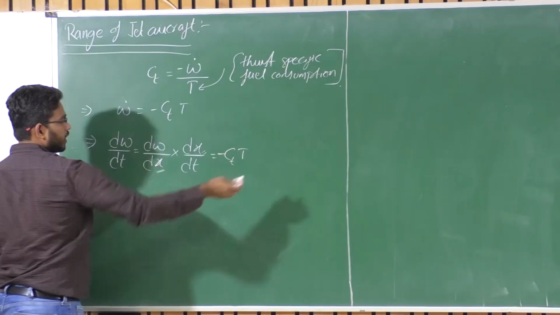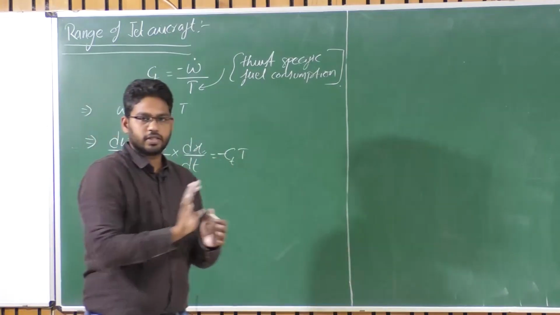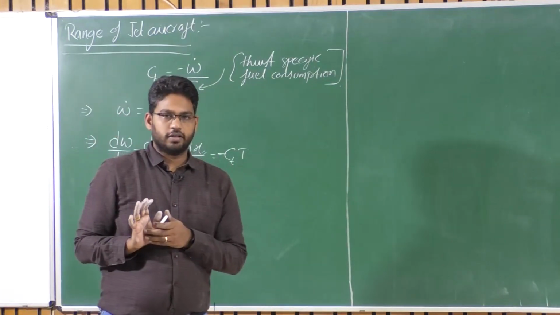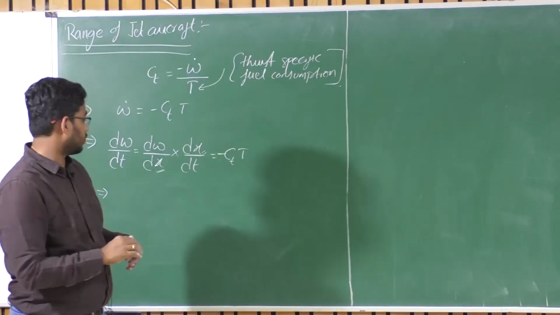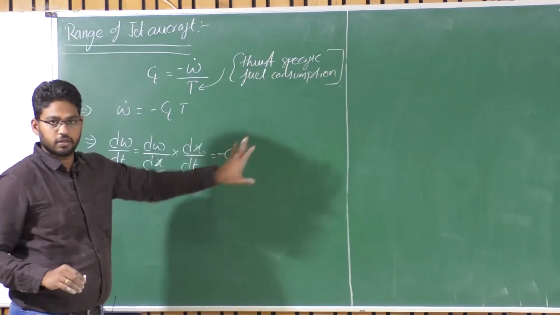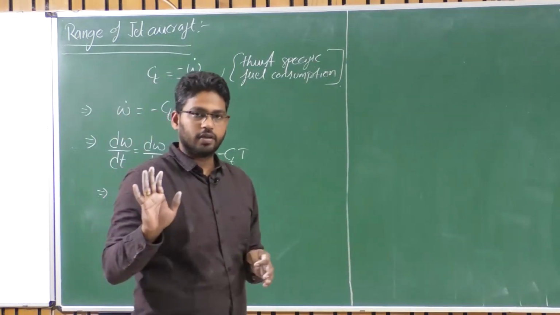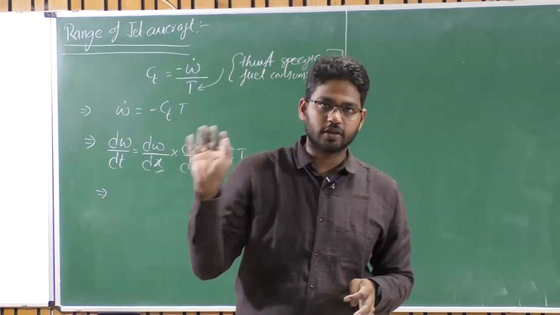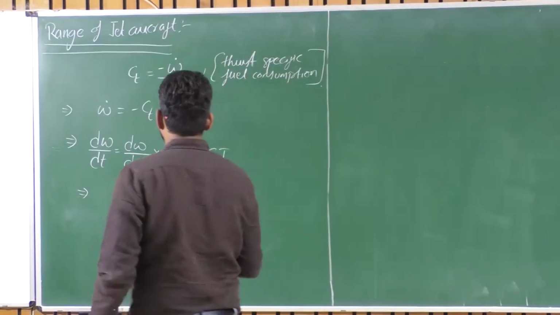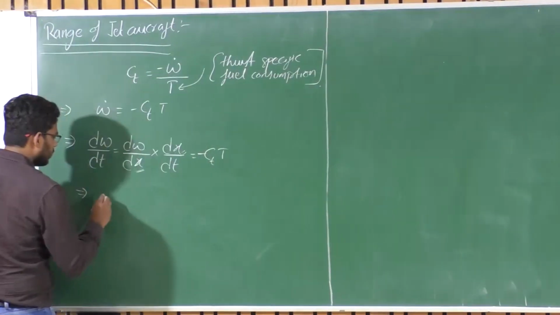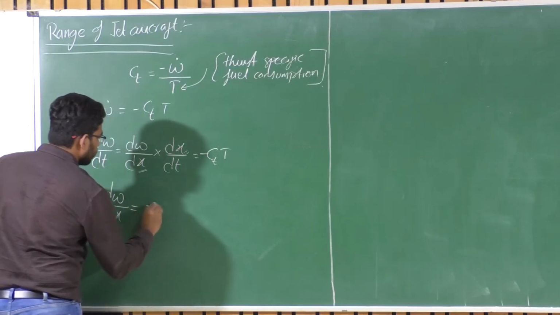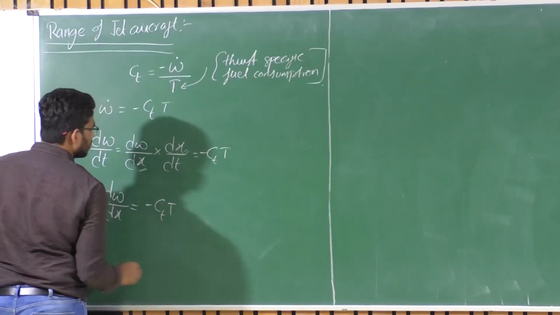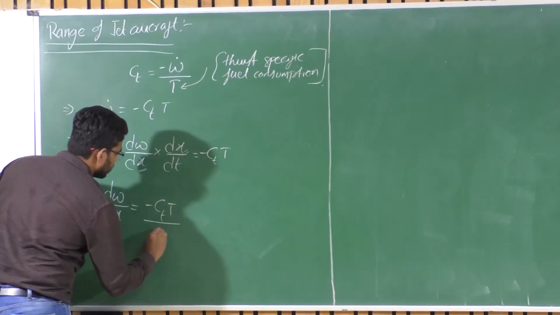So in level flight you have thrust available equal to thrust required. Thrust available at that flight velocity condition. I am not talking about maximum available thrust. It is the thrust available for that particular flight condition, which is nothing but the drag of the aircraft. So dW upon dx is equal to minus Ct times T upon V infinity.